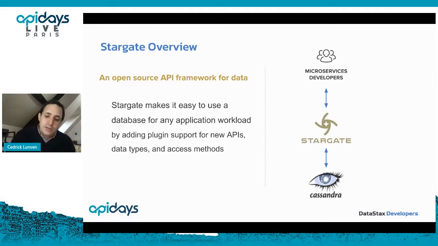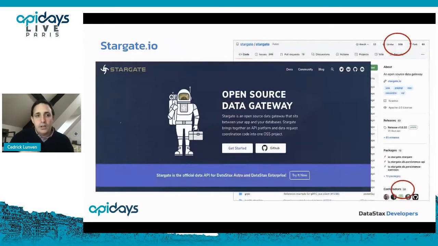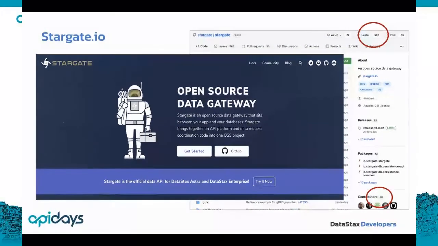So here, the proxy called Stargate. Go to stargate.io, get the most of it. You can download it. You will find some easy-to-run Docker images to have a first glance of what it looks like. Okay.